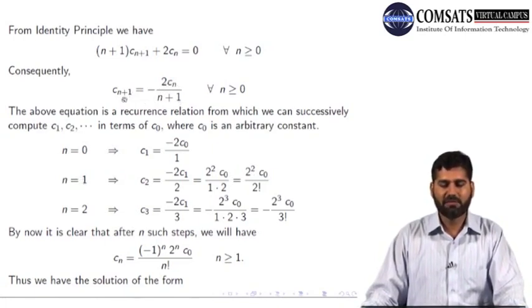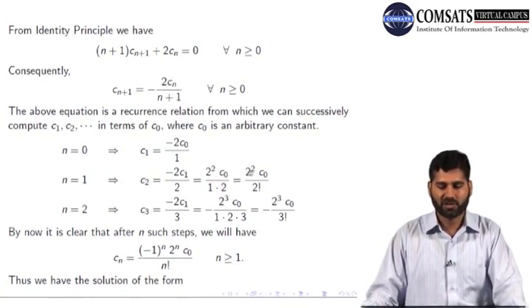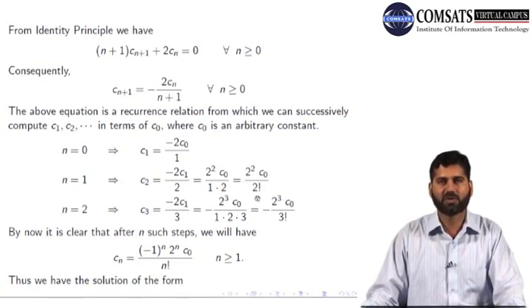n equal to 1 will give me C2 equal to minus 2 C1 over 2. But C1 is minus 2 C0 by 1, so it will make it 2 square C0 by 1 times 2. So this is 2 square C0 by 2 factorial. Similarly, C3 will give me minus 2 C2 by n plus 1.